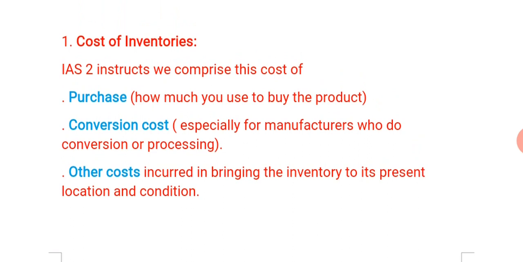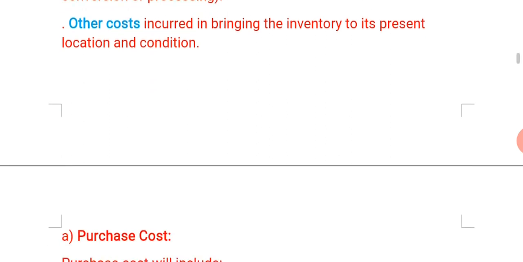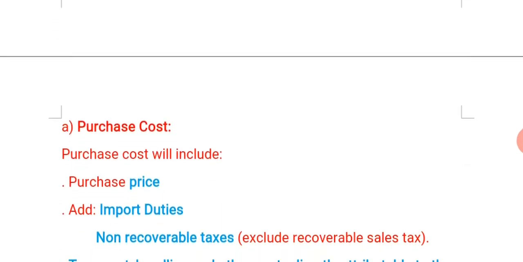So we have the purchase cost, conversion cost, and other costs incurred in bringing the inventory to its present location and condition. So those are the three there. And you know the third one is very broad. It could encompass several different costs that I've mentioned previously. Now we'll go down to the purchase cost. What is included in the purchase cost? Now we have the purchase price. It's part of the purchase cost. That's the $100 shirt I bought, which is the purchase price.